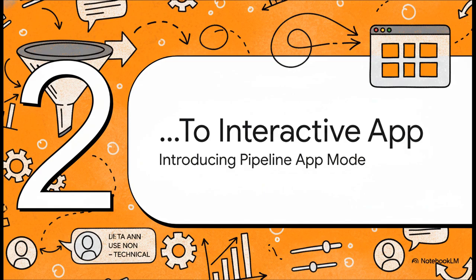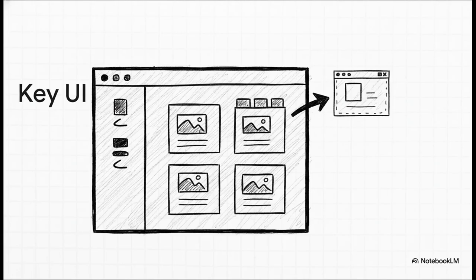It's called Pipeline App Mode. And let me be clear, this isn't just a prettier way to look at your data. It is a complete metamorphosis of your results into a real interactive application. So, for example, your marketing team can now just see the results of a sentiment analysis pipeline themselves. No engineer needed to translate it for them. Let's look at how it all comes together.